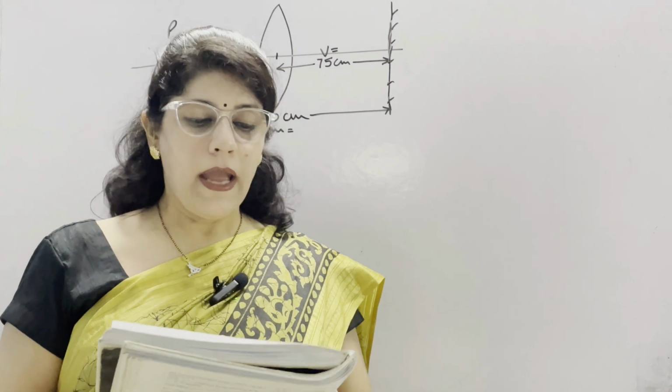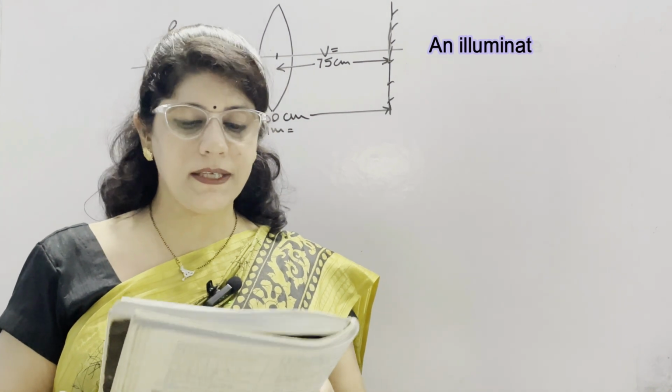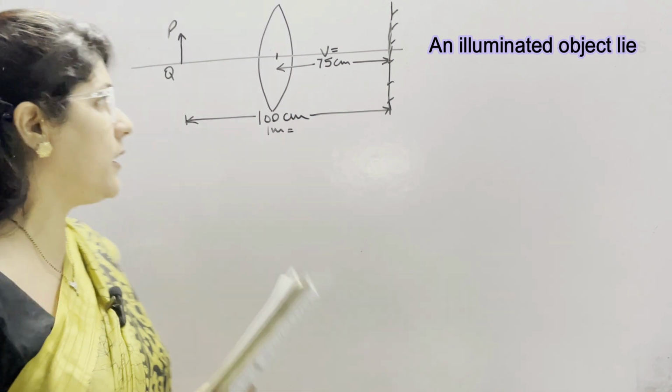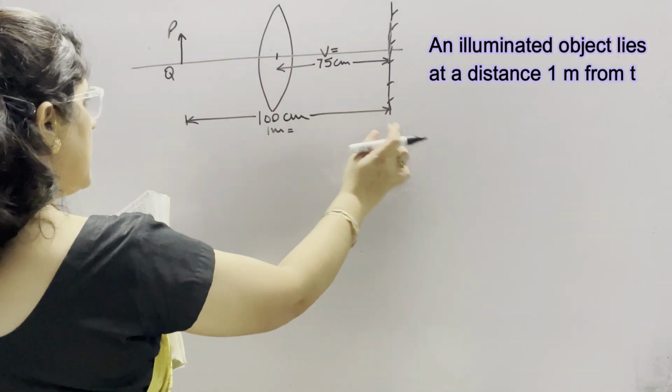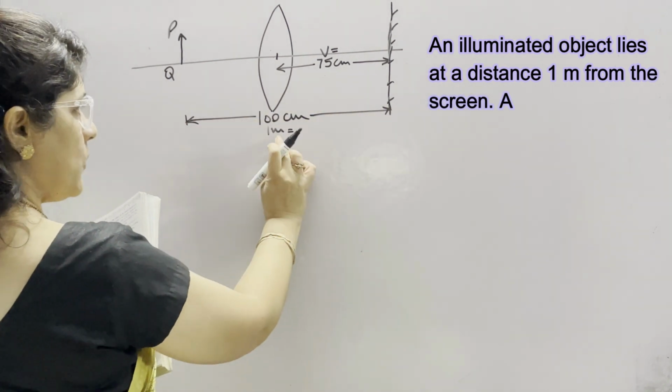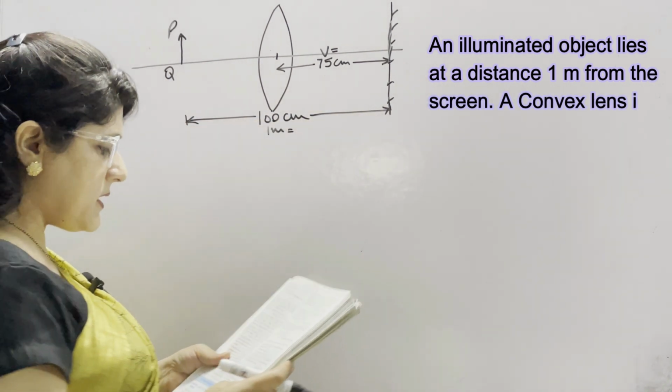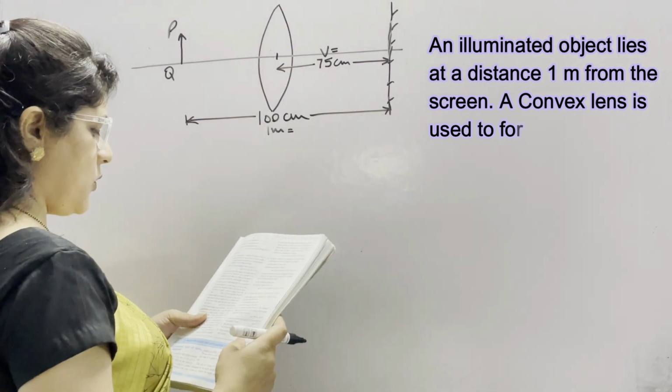In the next numerical, an illuminated object lies at a distance of 1 meter from a screen. This is the object PQ and its distance from this screen is 100 centimeter, or you can say 1 meter. A convex lens is used to form the image of the object on the screen.